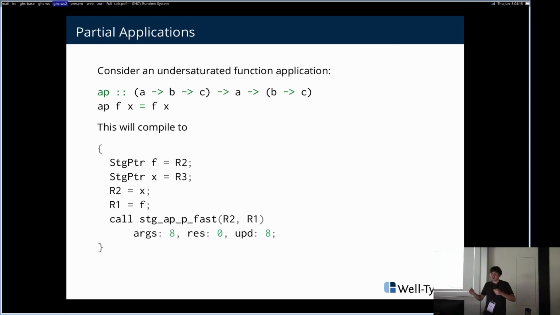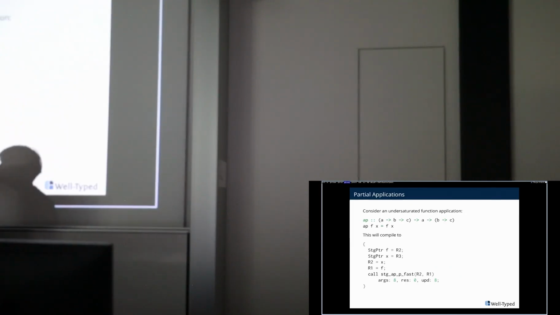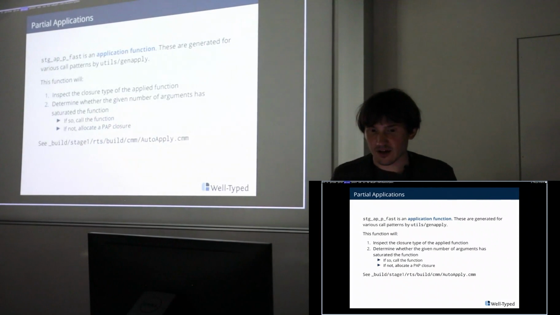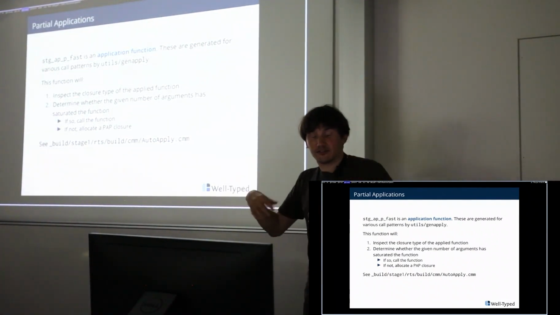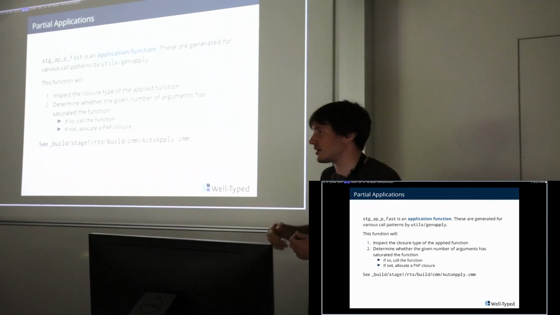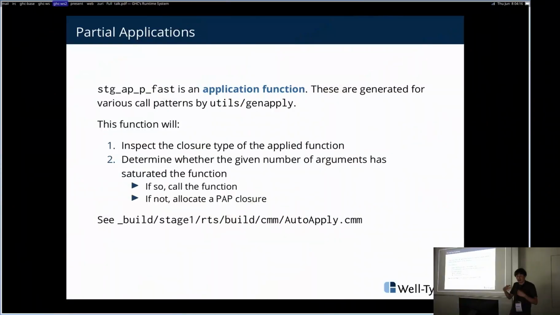If we look at what the CMM of that function app is going to look like, it will be something like the following, where we first unpack the arguments, and we're going to set up a call to this stg_ap_p_fast function. Now, this function here is one of a family of so-called fast application functions, which are generated by GHC's build system when you compile the compiler by a utility that you can find in utils/genapply.